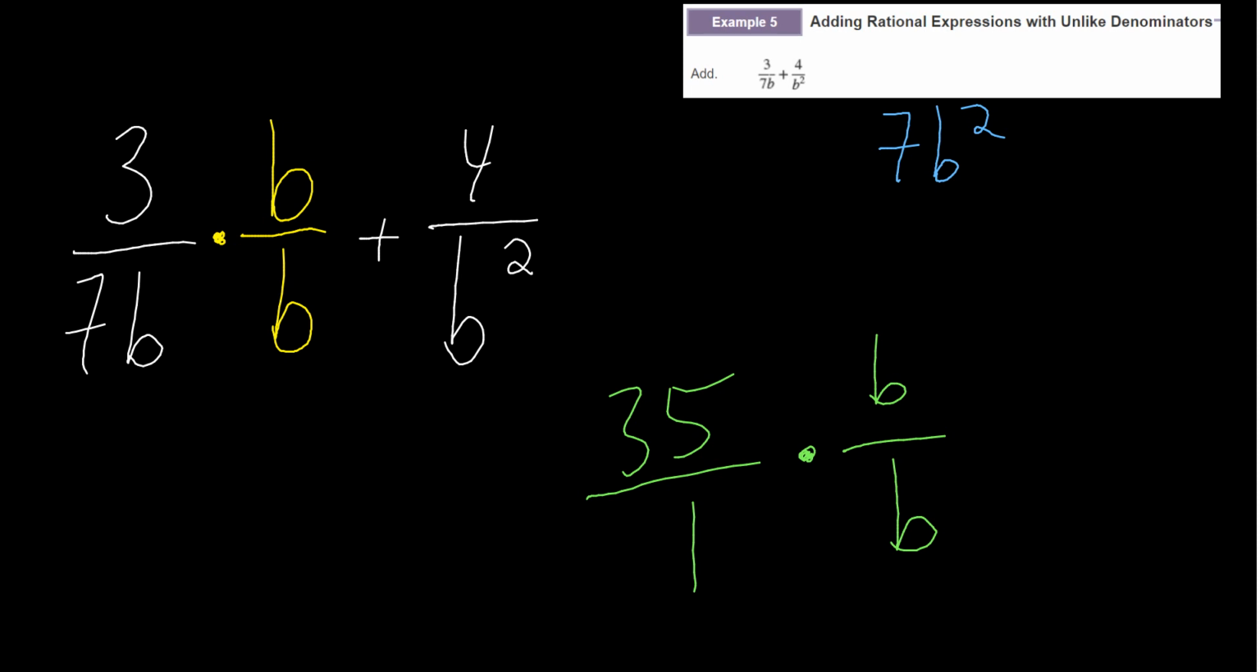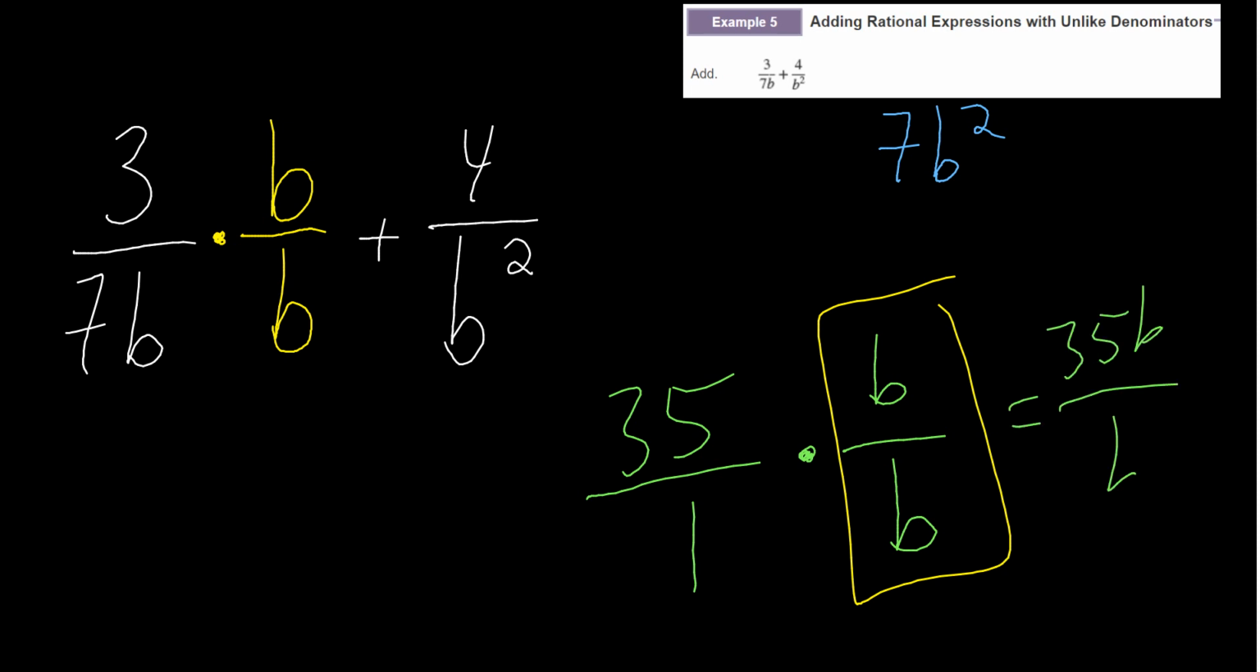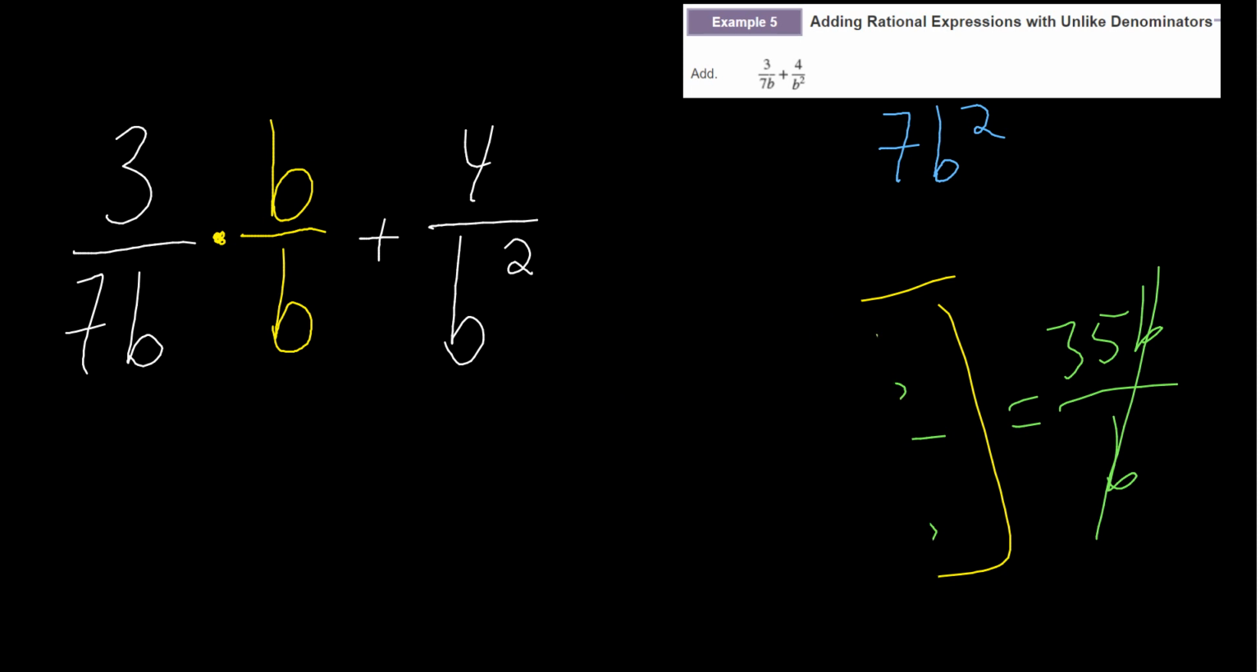By multiplying something over itself, I'm multiplying by 1. I'm not changing the value of my age at all. Because 35b over b, the b's cancel, so I'm still 35 years old. I'm multiplying by 1. It's a clever one, but I'm multiplying by 1. I'm not changing the value of my age at all.